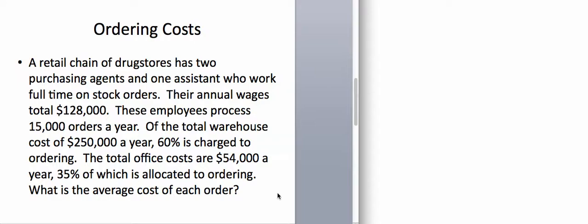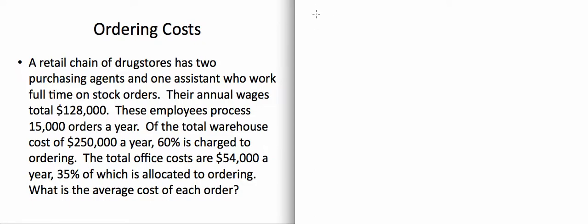So a retail chain of drugstores has two purchasing agents and one assistant who work full-time on stock orders. Their annual wages total $128,000. These employees process 15,000 orders a year. So we have a couple different values here that are important to us: 128,000, and then we've got 15,000 orders.